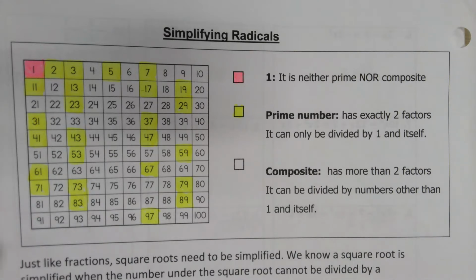So I have a list here of all the numbers from 1 to 100, and I've separated them out into 3 different groups. We have 1, which is neither prime nor composite, and then we have prime numbers and we have composite numbers. A prime number is a number that has exactly 2 factors, so it can only be divided by 1 and itself evenly. A composite number has more than 2 factors. It can be divided by 1, itself, and at least one other number.